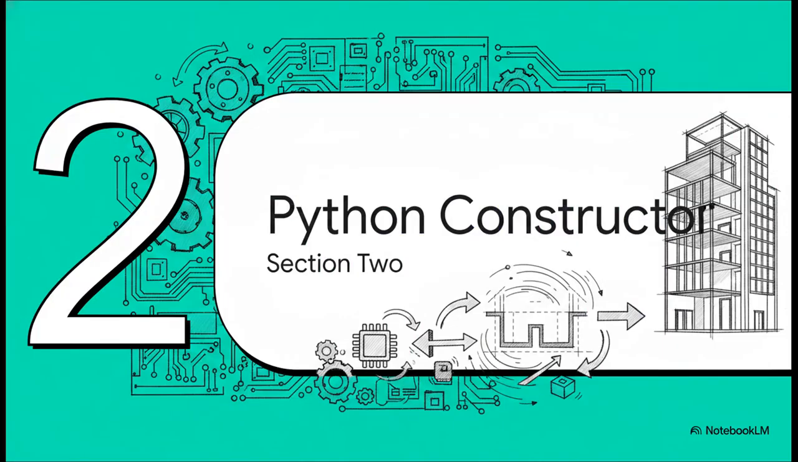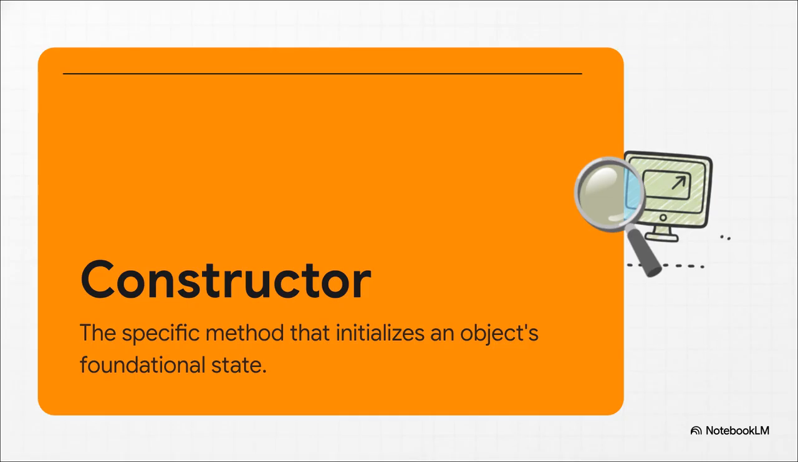Section 2. The Python Constructor. So, the real puzzle here is figuring out the transition. How do we actually bridge the gap between that paper blueprint and the livable building? What's the mechanism that takes our theoretical design and turns it into a physical reality? Well, we use a constructor. A constructor is the specific method that initializes an object's foundational state. Think of the constructor not as the blueprint and not as the finished house, but as the actual construction crew. They're the ones who roll up to the empty lot, read the blueprint, and start pouring the concrete foundation. They set up the basic scaffolding so that everything else can safely be built on top. And as you can probably guess, without this absolutely crucial step of initializing the foundation, any structure you try to build is just going to collapse.